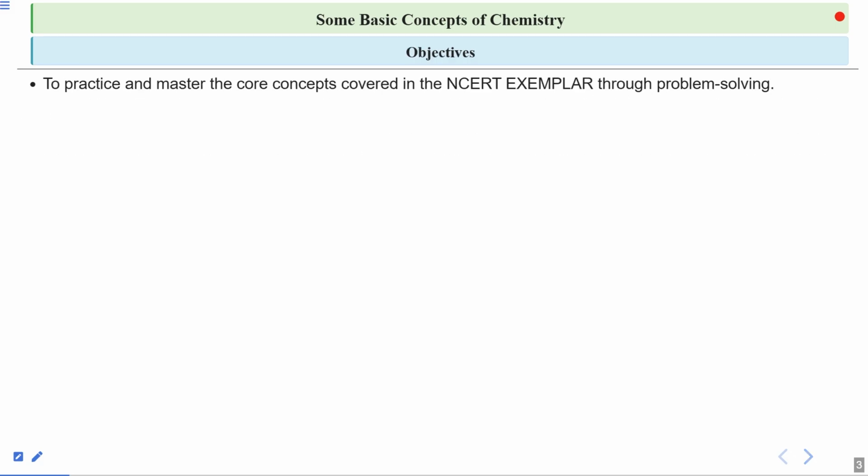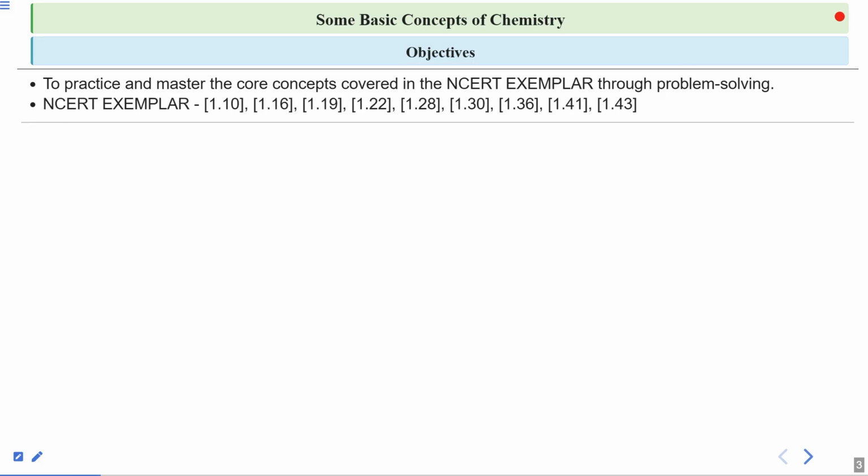In this class, our objective would be to practice and see the questions of NCERT exemplar. We will try to solve each important problem of it. So the questions I will be focusing on are 1.10, 1.6, 1.9, 19, 1.22, 28, 30, 36, 41 and 43. So these are all the questions that we will see today.